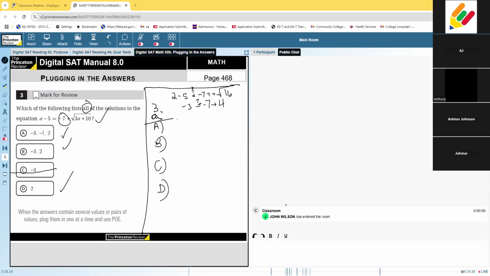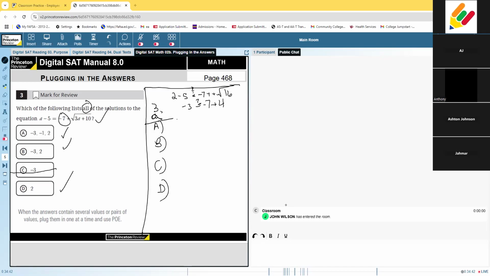Anyway, so we tried 2, and 2 worked. So we got rid of C. And then we're going to try -3 now. And if it works, we can get rid of A and B, and the answer is D. Process of elimination is so important.